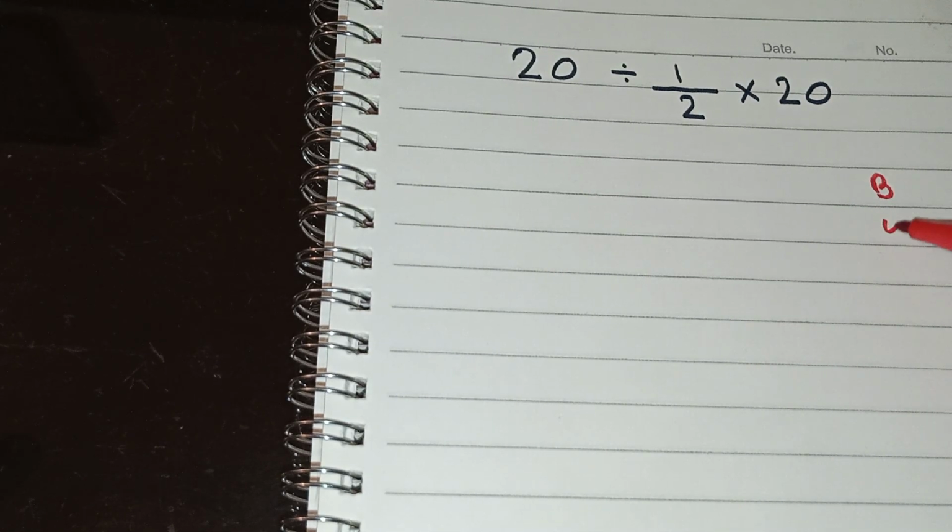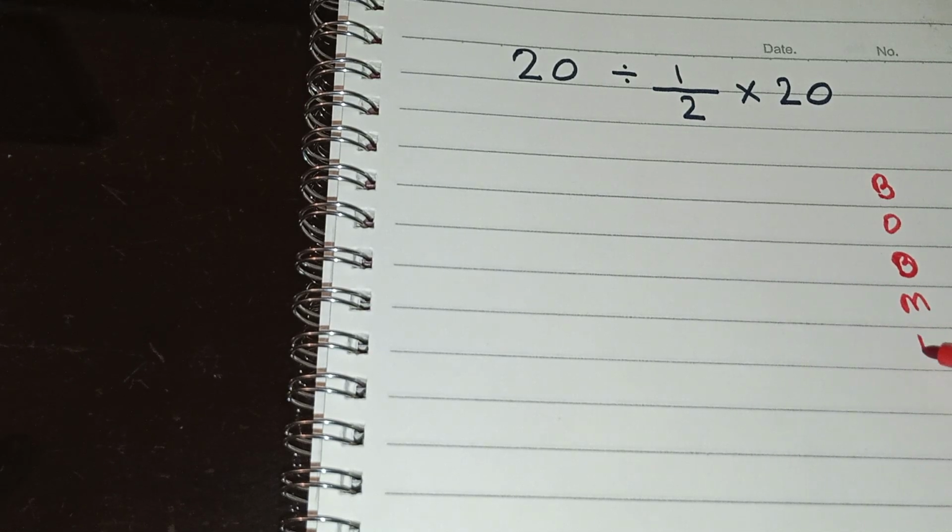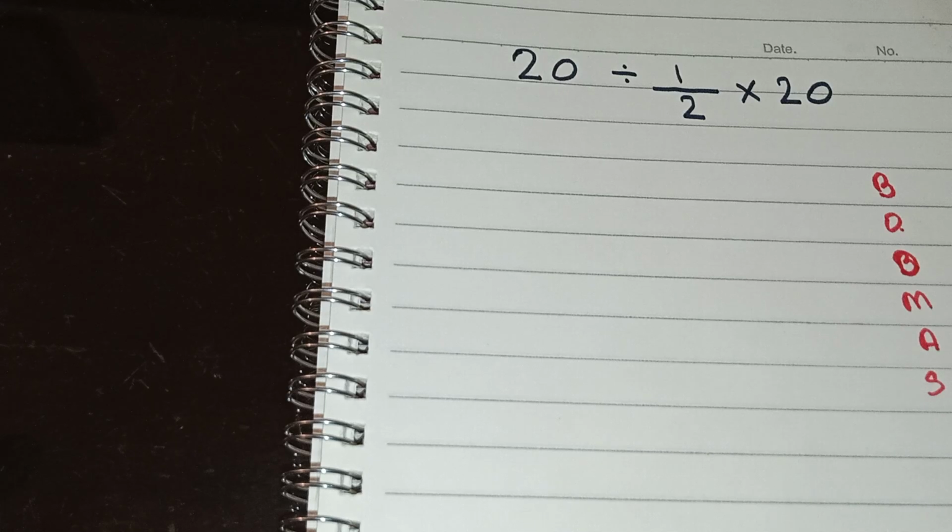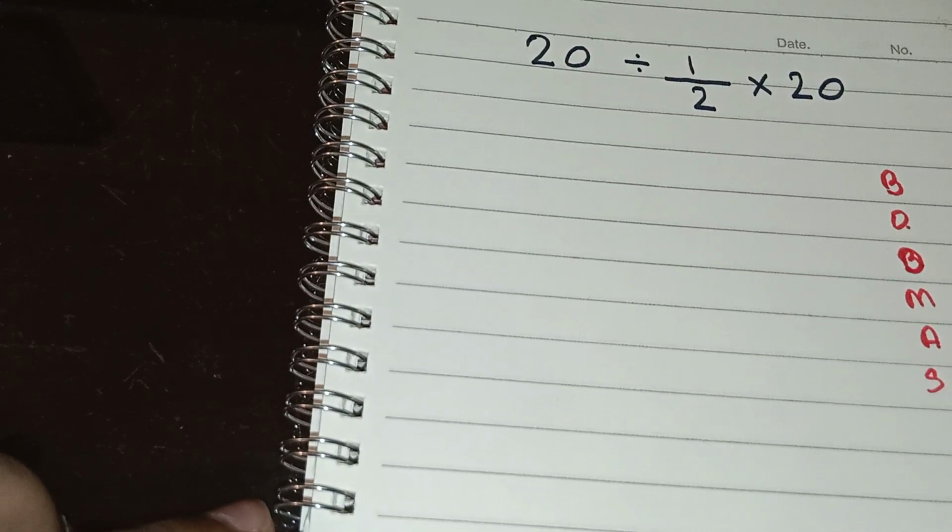according to the BODMAS rule: B for bracket, O for operation, D for division, M for multiplication, A for addition, and S for subtraction. We will go through the BODMAS rule. So how can we go through BODMAS? Let's go ahead.